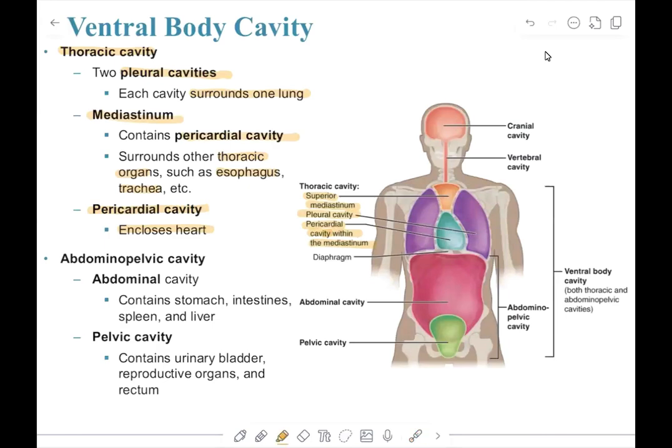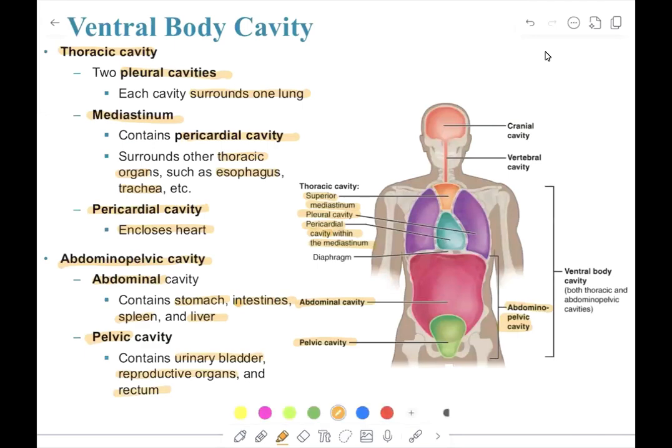For the abdominal pelvic cavity, remember we can subdivide that into the abdominal cavity and the pelvic cavity, which we see here. They're represented by different colors in this case. So the abdominal cavity contains things like the stomach, the small and large intestines, spleen, and the liver. It does not contain the kidneys because they're actually what are called retroperitoneal. They're behind or posterior to the abdominal cavity. The pelvic cavity contains the urinary bladder, reproductive organs, and rectum.